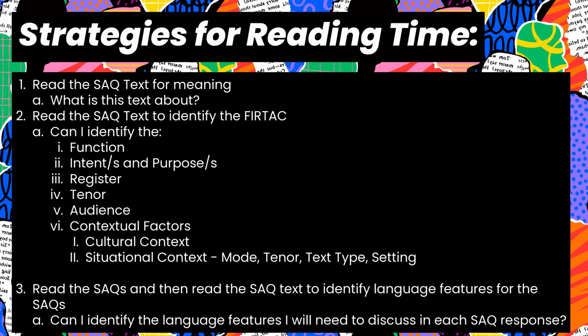After you've read the text for meaning and to identify the FERTAC, now it's time to read the short answer questions, and then reread the short answer text one last time to identify the language features for the specific short answer questions. On this read, this is the time you're asking yourself the question, can I identify the language features that I will need to discuss in each short answer response? This is also the reading where you're starting to make some of those strategic choices about how you will selectively choose language features from the short answer text to discuss in each of the questions.